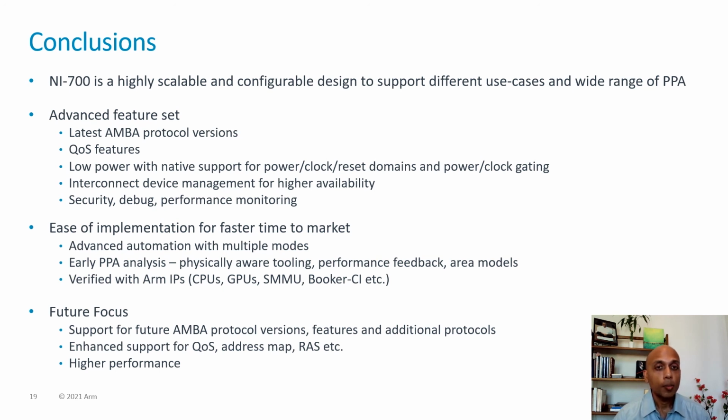With NI700 establishing a strong foundation, it allows us to plan future enhancements in various areas, and some of these are listed below. We're planning support for future AMBA protocol versions with newer features. Enhanced support for quality of service, address mapping, and reliability, availability, and serviceability, and higher performance are just a few areas where we're going to focus.